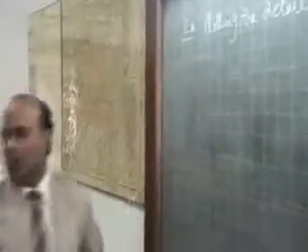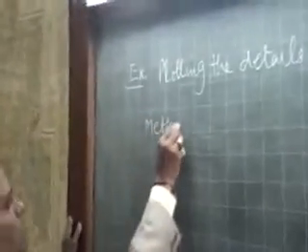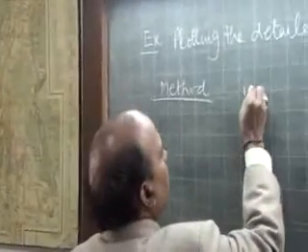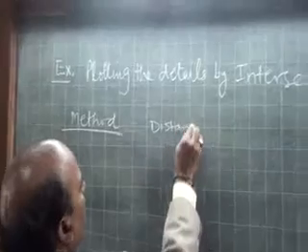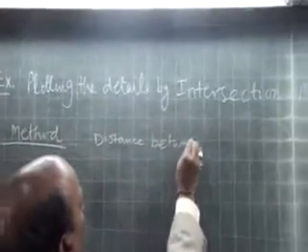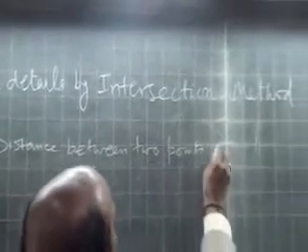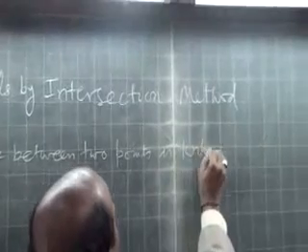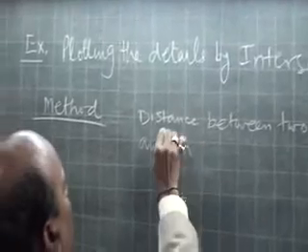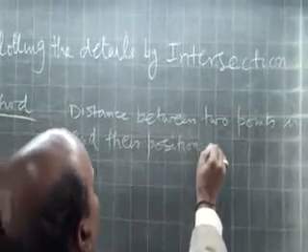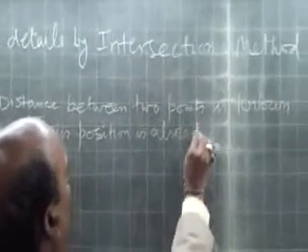So I will explain to you how you are going to perform this experiment. The prerequisite for this method is that the distance between 2 points should be known to you. These points may be control points, and their position is already plotted on the plane table.